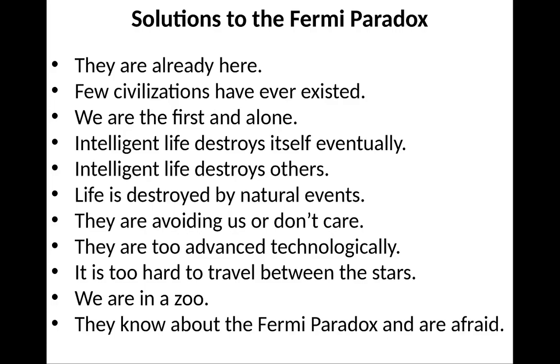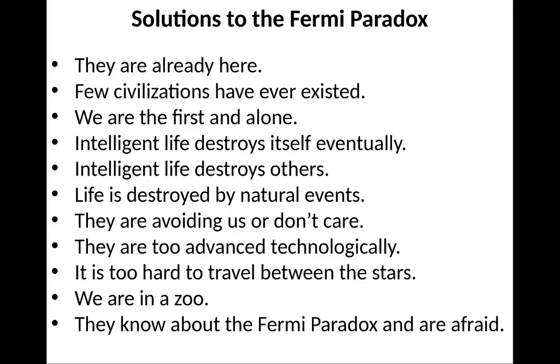So one is that they're already here, basically people who believe in UFOs and stuff. The other possibility is that basically our estimate is wrong. Few civilizations have ever existed. The third one is that we're the first, and so therefore alone. This I find surprising, right? Because we're very young relative to the galaxy. Intelligent life always destroys itself eventually. That's one possibility, that all intelligent life just basically blows itself up or destroys the environment.